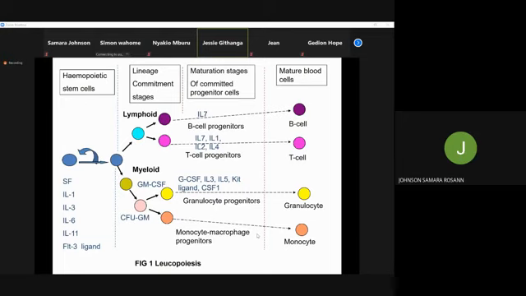And once you have maturation to the mature cells, these cells do not divide, okay? They are now fully mature cells and will not be dividing. Then you have the monocyte macrophage progenitors. These are encouraged to proliferate under the colony forming unit, granulocyte macrophage.